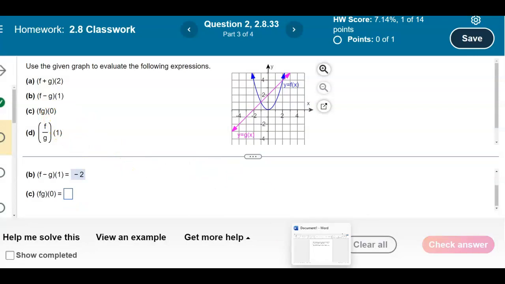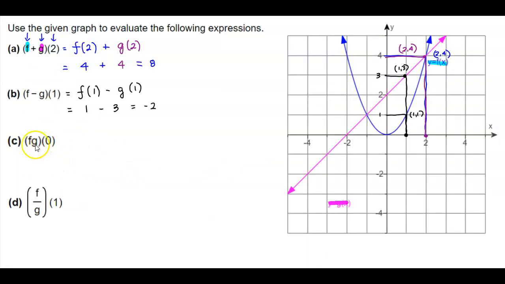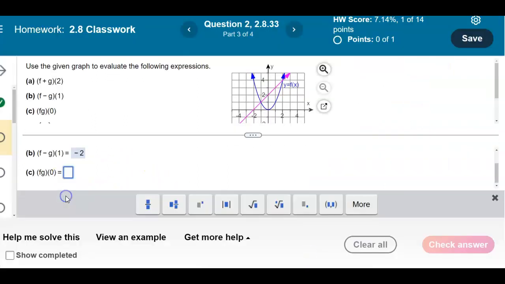Let's go ahead and put our answer, negative 2, and there's our answer. Now let's find C, where it's f of 0 times g of 0. So that means we're going to take f of 0, and then we're going to multiply that by g of 0. So let's go ahead and take a look at that. So at 0, on the blue graph, it's 0, 0, so the output is 0, times 0, and then 2 is the point on g of x, so it's 0 times 2, which is equal to 0. So therefore, the answer here is 0.